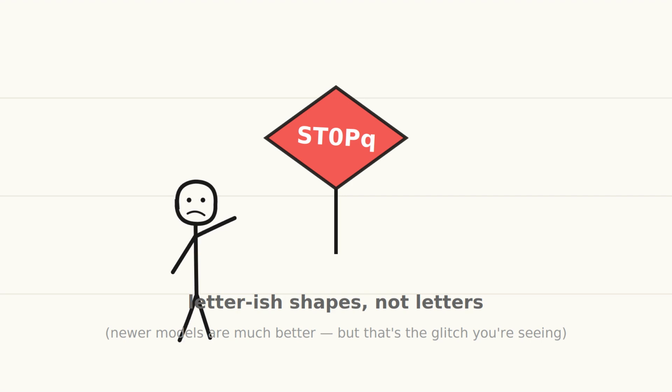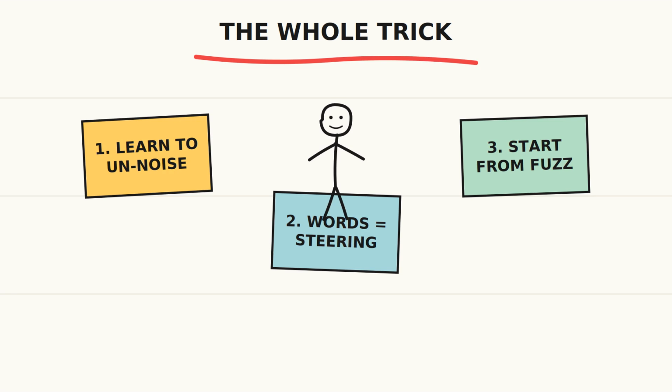Same reason AI images used to write gibberish text on signs. It learned that signs have letter-ish shapes on them, not what the letters mean. The newest models have gotten way better at both hands and text. But when you see a slip-up, that's what's happening. Pattern imitation without understanding.